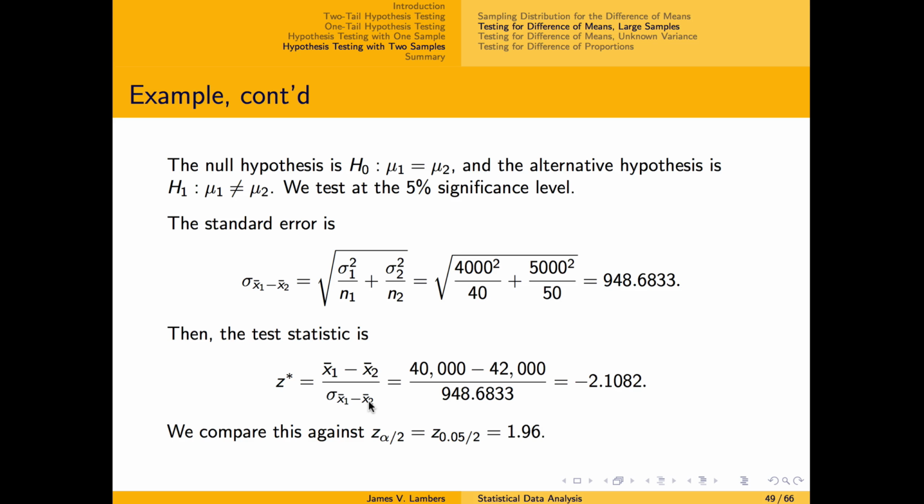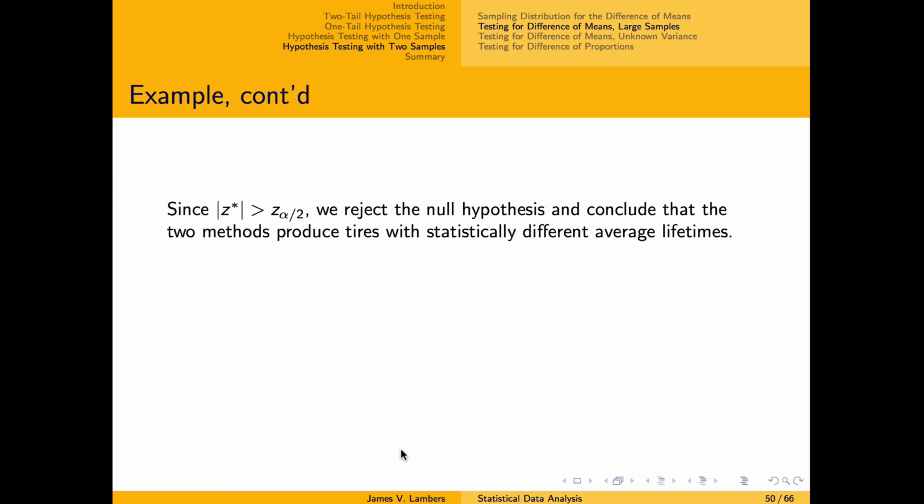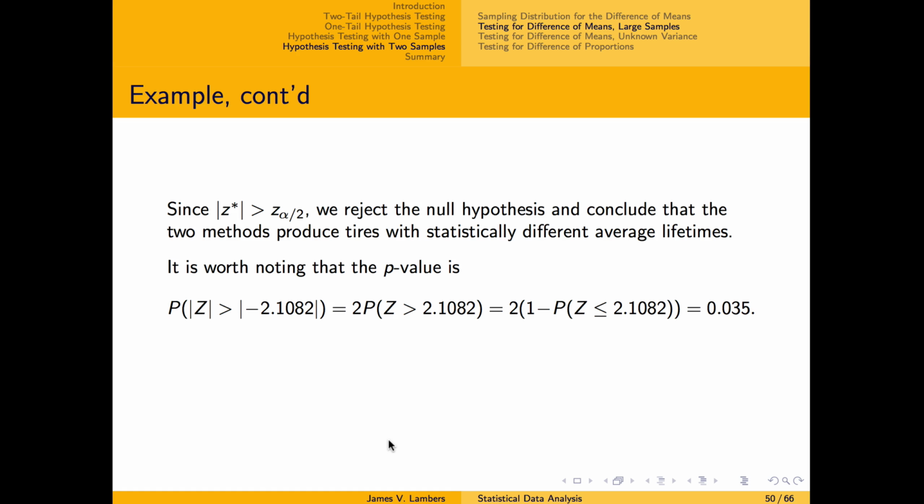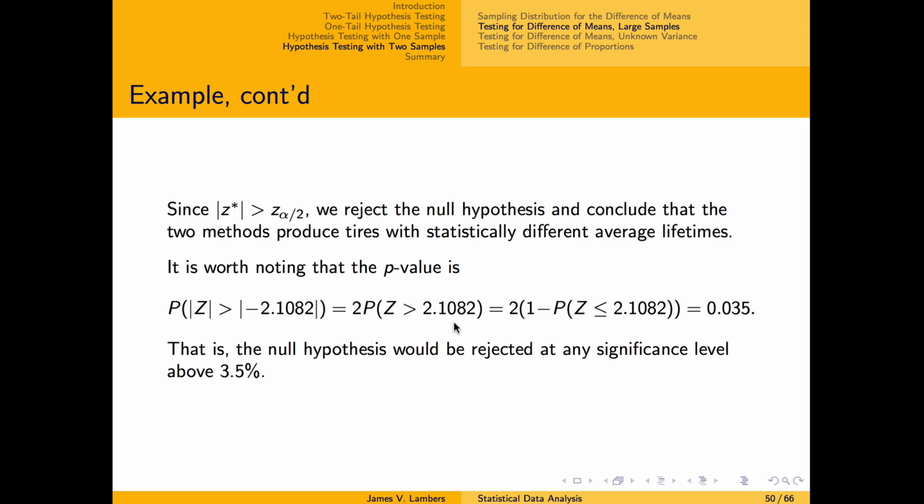Because this is a two-tail test, we need to compare our test statistic against z alpha over 2. The absolute value of our test statistic is greater than z alpha over 2. So that means we must reject the null hypothesis and conclude that the two types of tires have different lifetimes. That is, the difference between their sample means is statistically significant. As before, we can compute a p-value for this test, which for a two-tail test is twice the probability that capital Z is greater than the absolute value of the test statistic. As the p-value is 0.035, we can conclude that H0 would be rejected at any significance level above 3.5%.